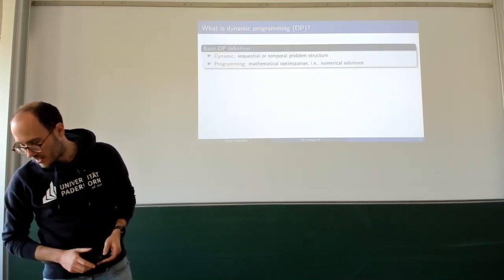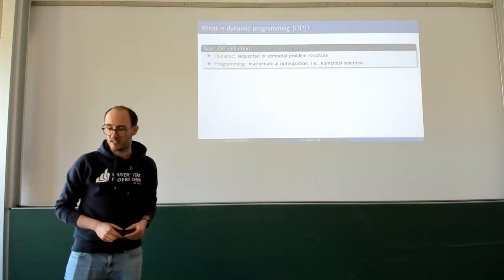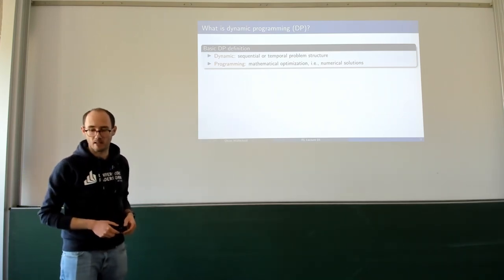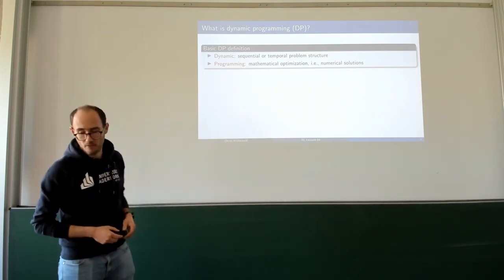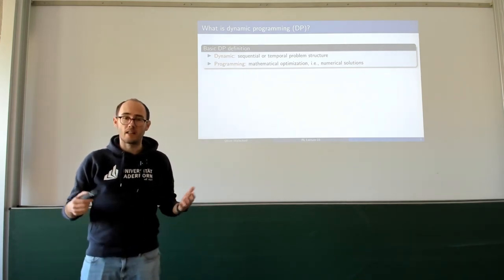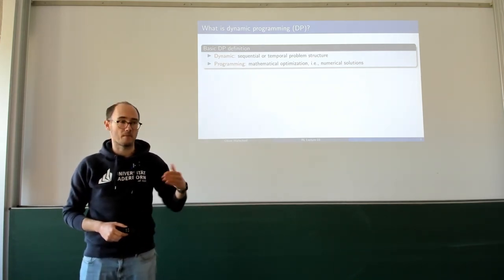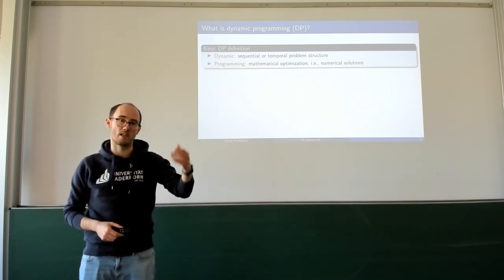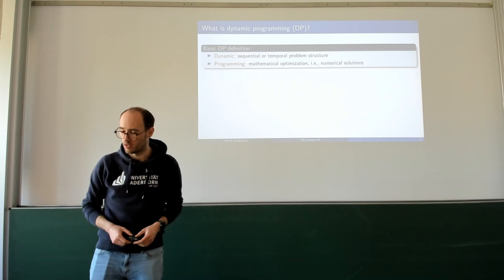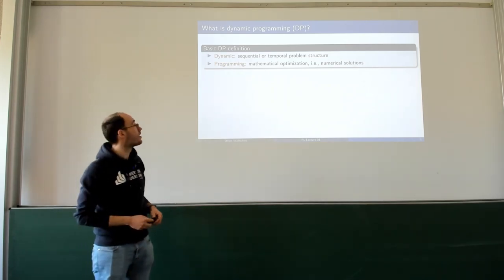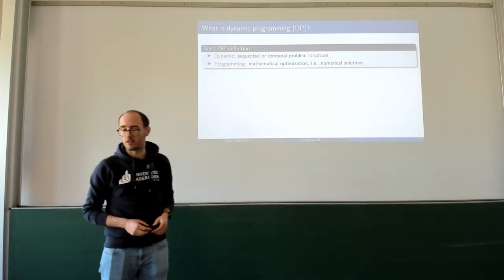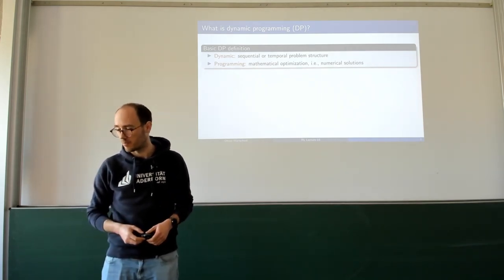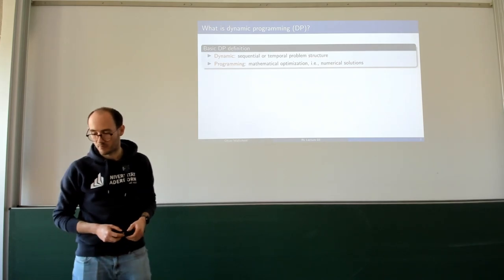Okay. So dynamic programming, as the name already says, or DP for short, consists of two parts: the words dynamic and programming. Dynamic, of course, refers here to our MDP structure, that we have some problem where we have sequential or temporal decisions, which will lead to temporal or sequential state transitions. And programming is meant in the sense that we want to optimize something in a mathematical way.